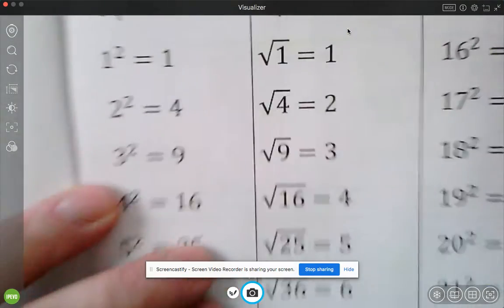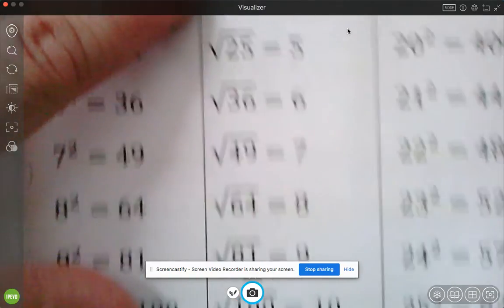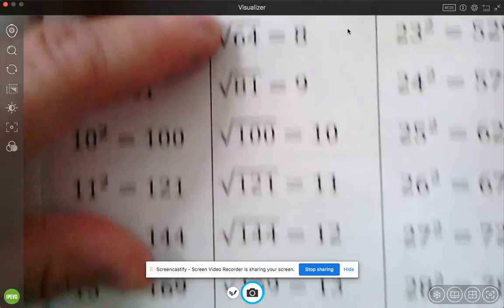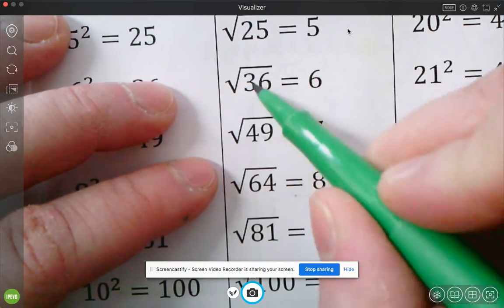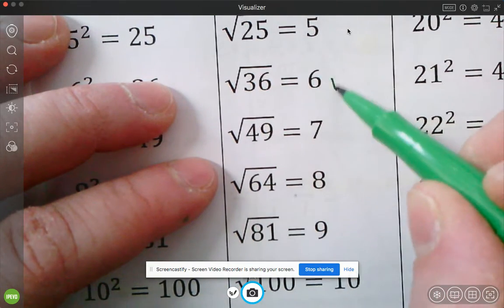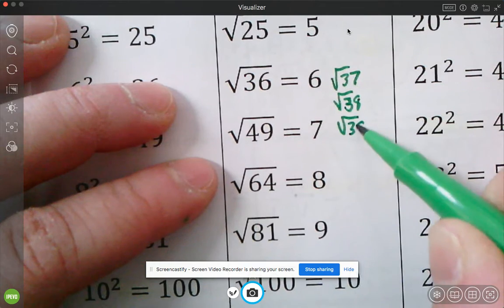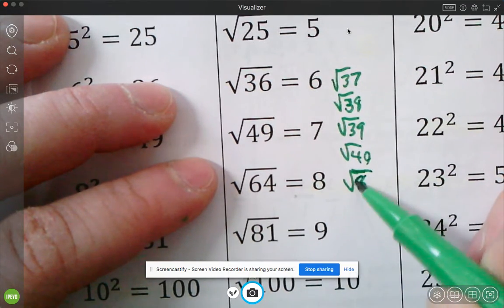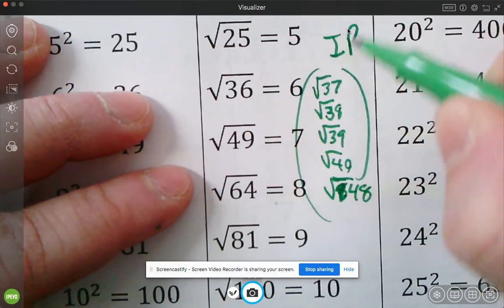That's why in the beginning of your packet, these are all your perfect square roots. So square root of 1, 4, all the way down. Square root of 100 is 10, because 10 times 10 is 100. 8 times 8 is 64. So all the square roots between here and here are irrational. So square root of 37, square root of 38, 39, 40, all the way till I get to 48. These are all considered irrational numbers.